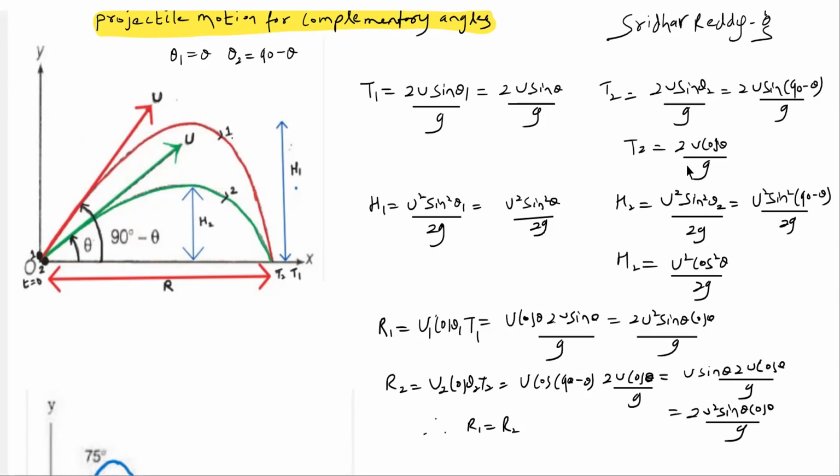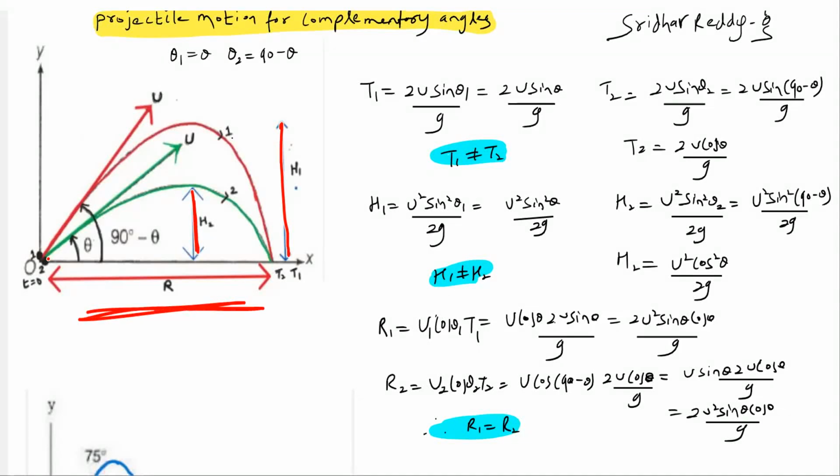What about the time of flight? T1 not equal to T2. What about the height? H1 not equal to H2. I think that's what I'm indicating in the diagram. Check it. In the diagram, we have things very clearly here. H2 and H1 are different. Ranges are equal. But what about time taken? The time taken of this and this will be different. This is what we are concluding.